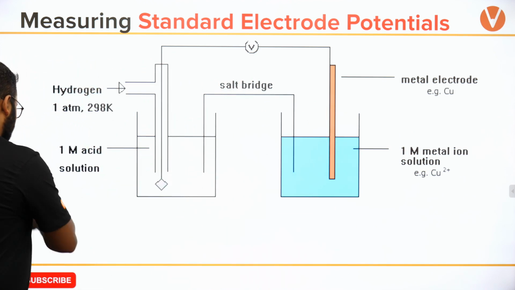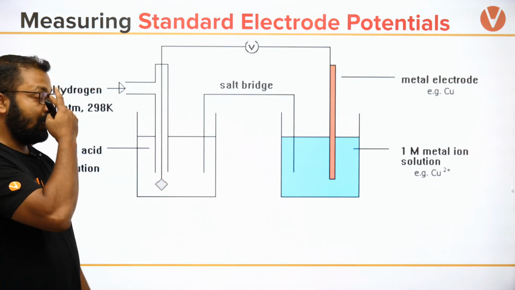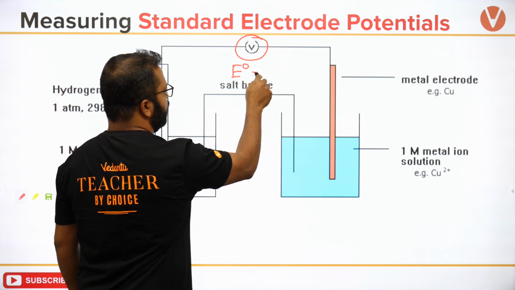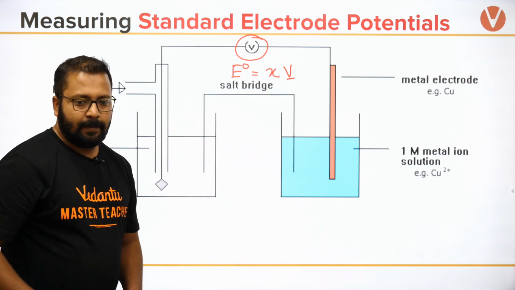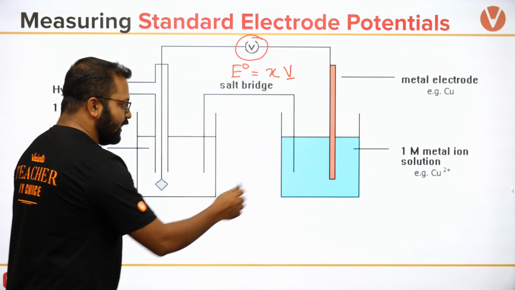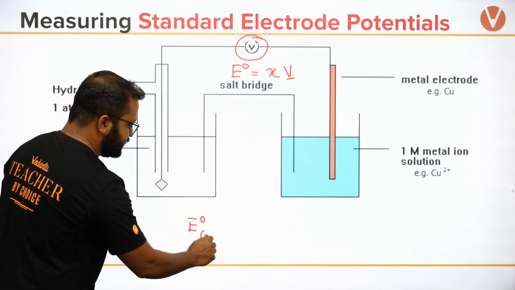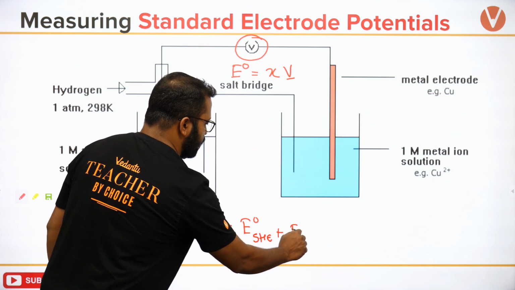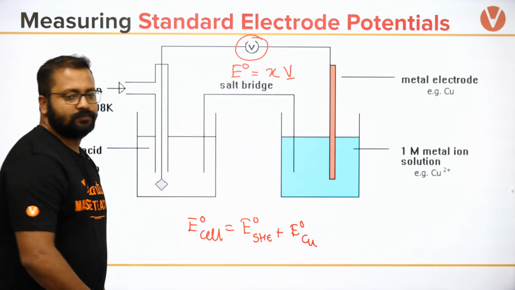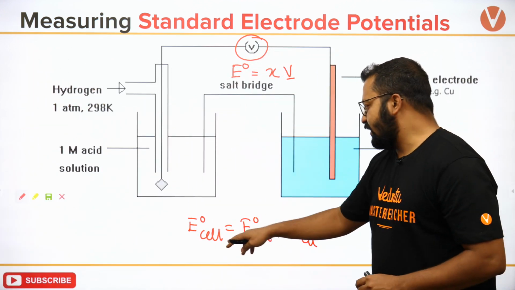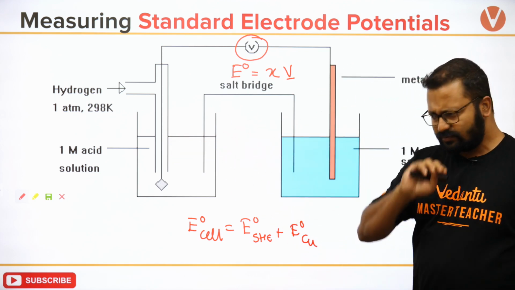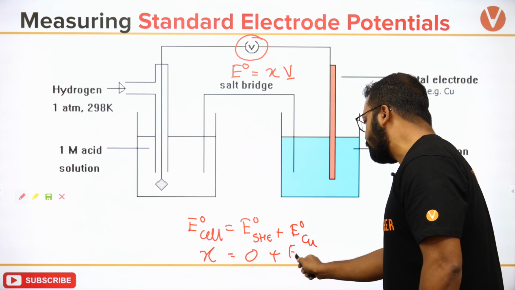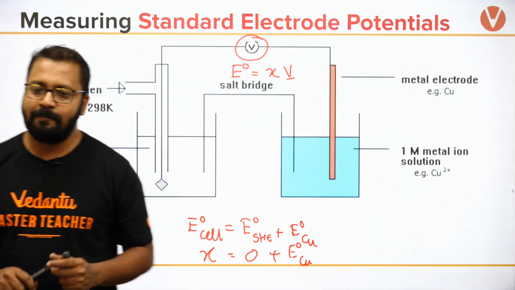This is our standard hydrogen electrode. Now I will get a value of potential. Here an E0 value will come. Let's say the value comes to be x volts. So how would I write the outcome? E0 of cell is equal to E0 of the standard hydrogen electrode plus E0 of the copper electrode. E0 of cell will be written as the sum of these two. Now if we take this as 0 and this value is x, then E0 of copper becomes x. Is that clear?